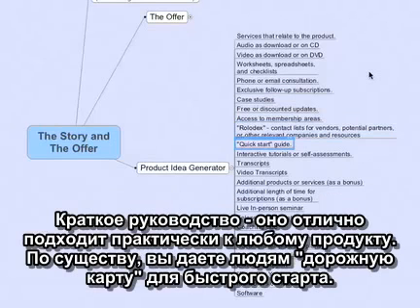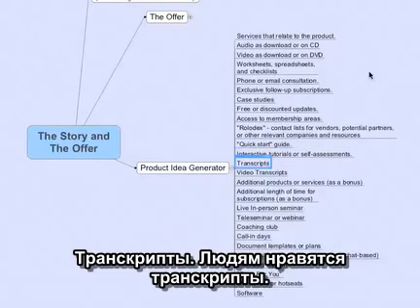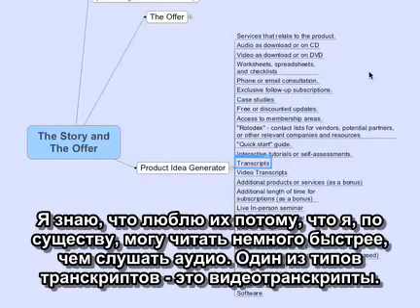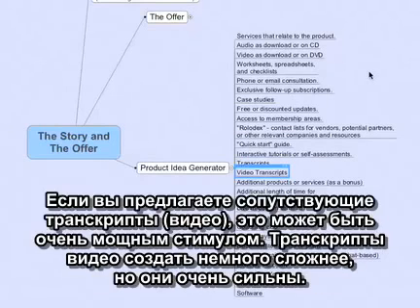Quick Start Guide is a great thing to include in just about any product, because basically it gives them a roadmap to get started. Interactive tutorials or self-assessments, so you're turning into a real class type environment. Transcripts, people love transcripts. I know I love them because I can read quite a bit faster than I can listen to audio. And video transcripts, especially if you're doing screen capture, like Camtasia type videos, if you actually captured screenshots of the video and then had accompanying transcripts, that can be really powerful. A little more difficult to put together, but real powerful.